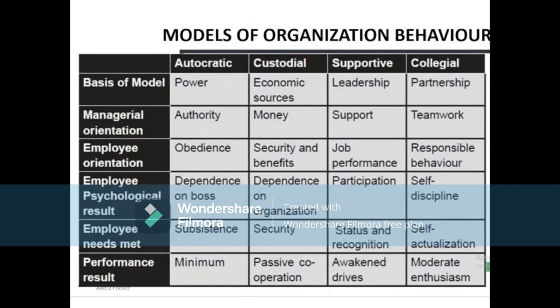He may get some incentives or rewards. In supportive, participation can be seen. Employee psychological result means that through a supportive manager, as he is motivated and influenced by the manager, participation of the employee can be seen here. Self-discipline can be seen in collegial. Why? Because there is no boss and no subordinate. He is responsible for his job and his role, therefore he is very self-disciplined in his work. Coming to employee needs met, that means subsistence.